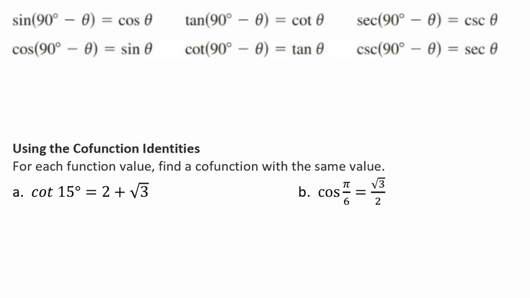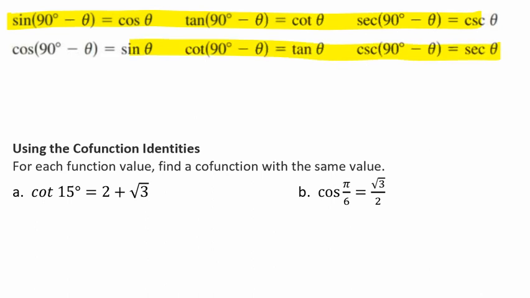In this video, we're going to be using the cofunction identities to find a cofunction that has the same value. So our cofunction identities are these identities right here. Let's talk a little bit more about them so we can see what's really happening. So what does it mean to be a complementary angle? Well, complementary angles are two angles that add up to 90 degrees.